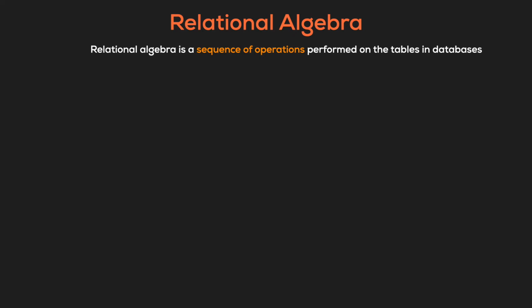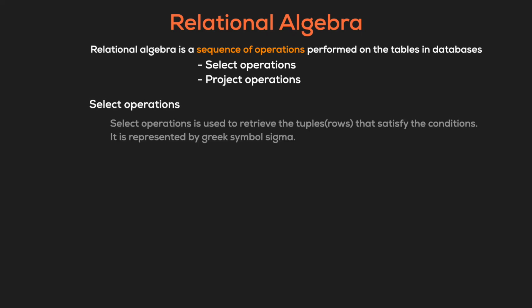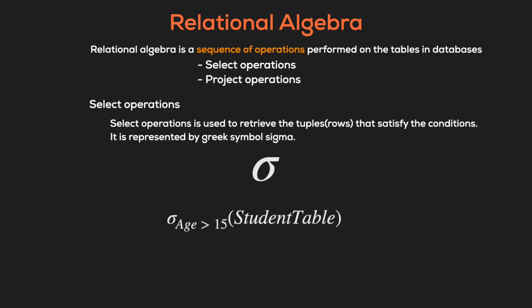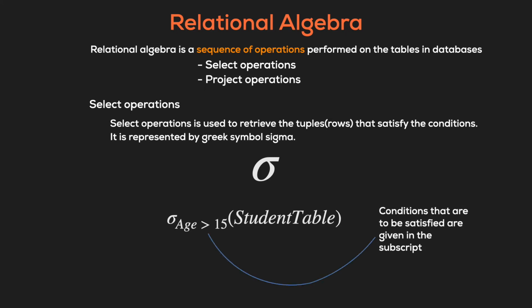What I mean by that is we perform a sequence of operations in order to get the results that we want. So in this video, we will be checking out the select and project operations. All the other operations will be covered as part of future videos. The select operation is used to retrieve the rows that satisfy certain conditions. It is represented by the Greek symbol sigma. The conditions that are to be satisfied are given in the subscript, and the table from which it has to retrieve is given in the brackets.